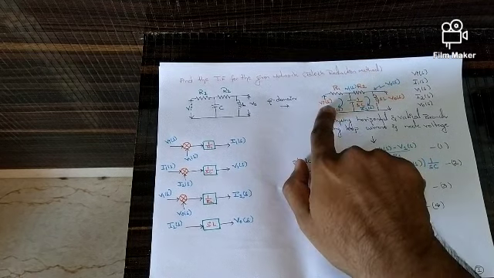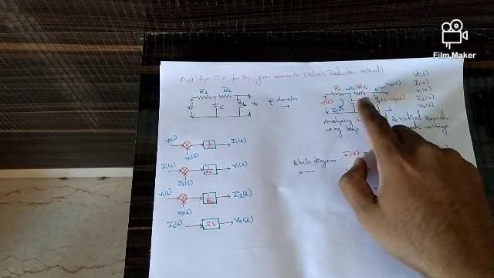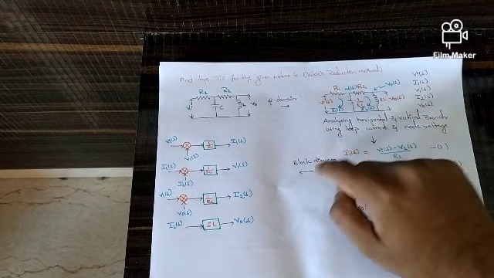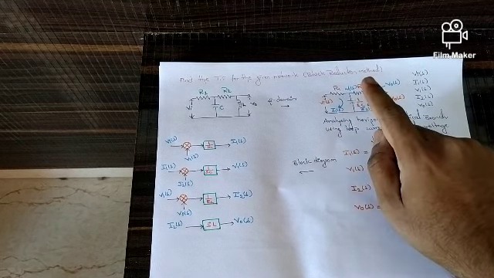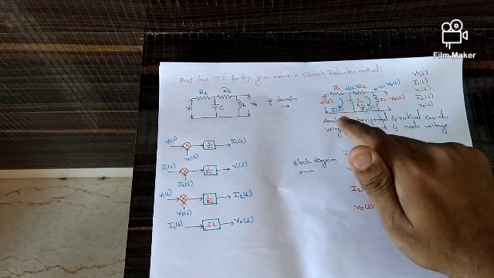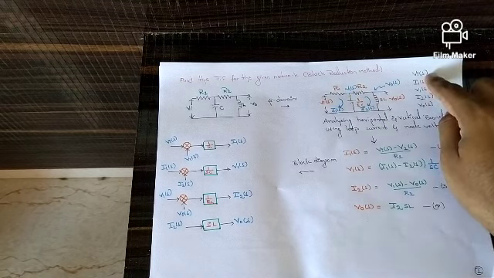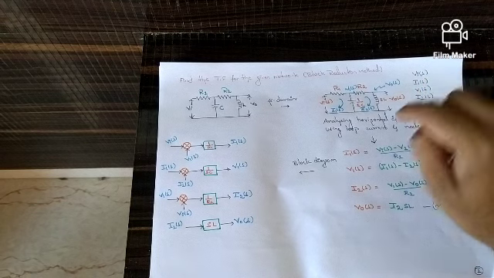So the network we get is Vi of S, resistance remains as it is. Next, for capacitance it is 1 by SC, for inductance it is SL, and the output is V0 of S. Now to write a block diagram for this, we need to consider some variables, and those variables are Vi of S, I1 of S, V1 of S, I2 of S, and V0 of S.